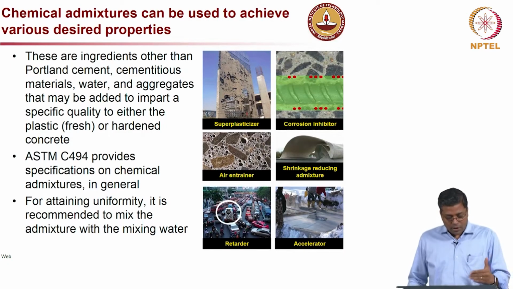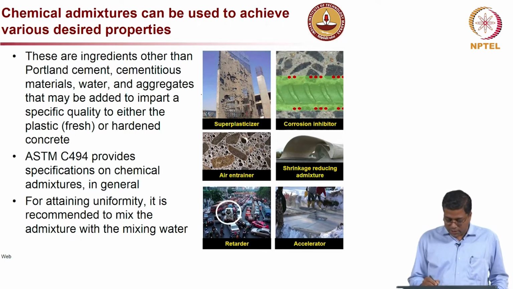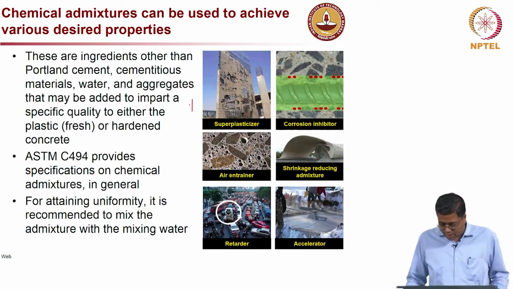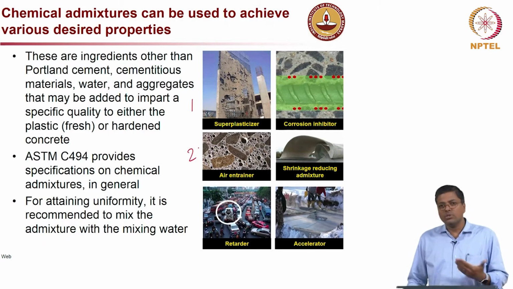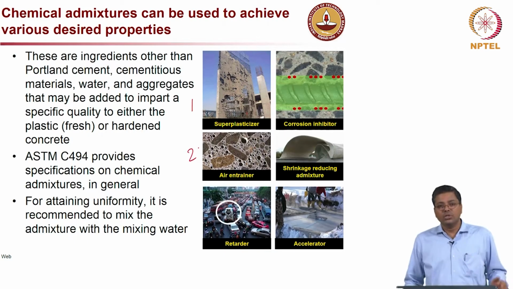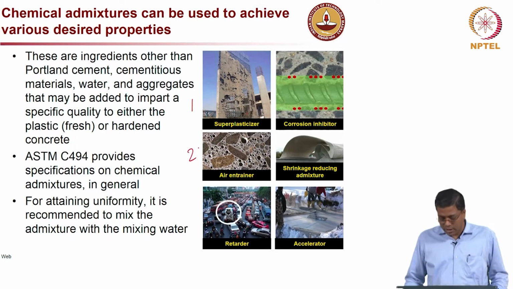Now, we also talked about chemical admixtures. I am showing here 6 widely used chemical admixtures. First one is superplasticizer, which is used mainly for handling workability related issues, and then you have an air entrainer, number 2, which also helps in enhancing the flow properties, but at the same time it is also used widely for addressing freeze thaw attack in concrete structures.